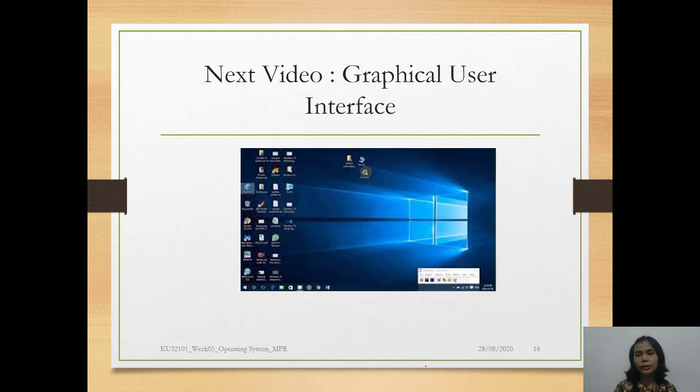Next video we'll be talking about UI or GUI, graphical user interface, and then we'll be discussing another grammar points. If you have questions for this video, please let me know in the group or in the comments or through personal line.